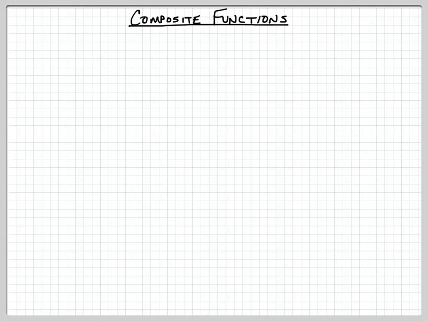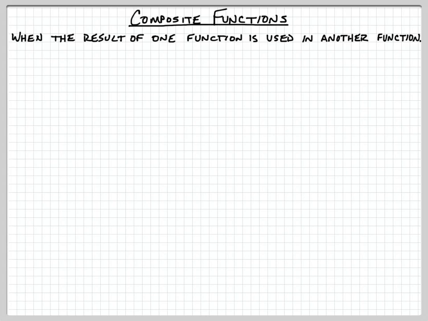Hey everybody, in this video we're going to talk about composite functions. Before we get into the actual function notation, I'm going to use an example of something that you might be familiar with to show you how this whole thing works. At the most basic, simple way of thinking about it, composite functions are when the result of one function is used in another function. Now we can use this idea in multiple ways that we're about to see, but that's the most basic idea.